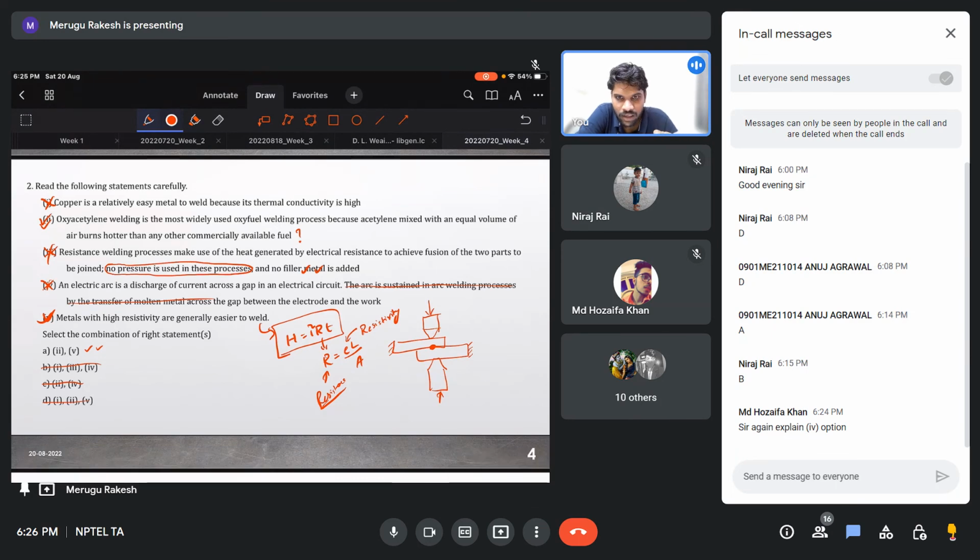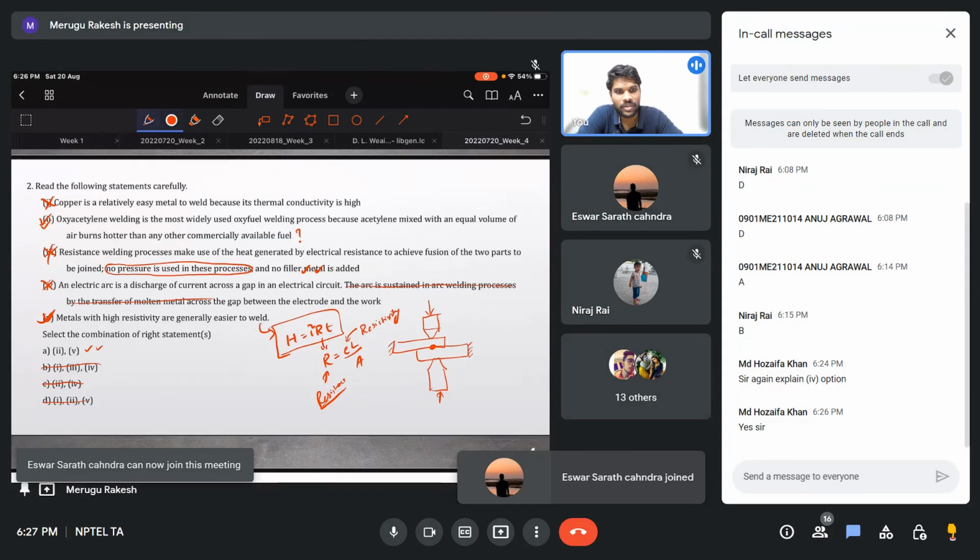So if you move away, that column will disappear and the arc will be gone. But if you move very close also, it is a problem. So there will be an optimum distance you have to keep to maintain that ionization column. That is what keeps the arc sustained, not the metal that is melting and dropping down. I hope you understand. Okay, thanks.